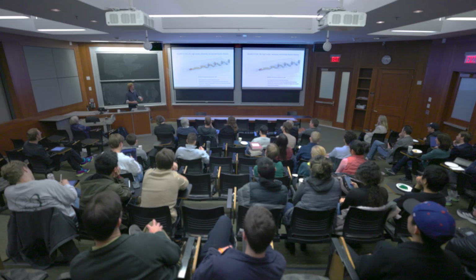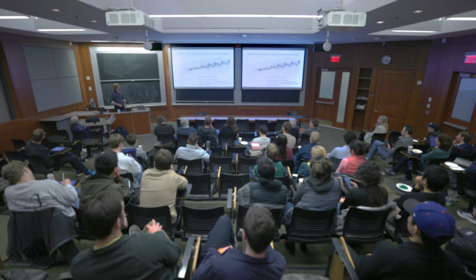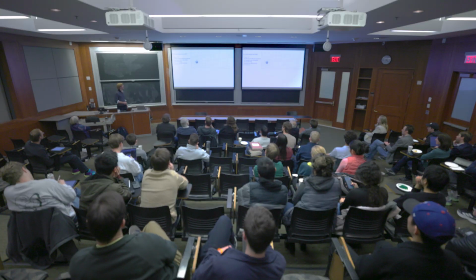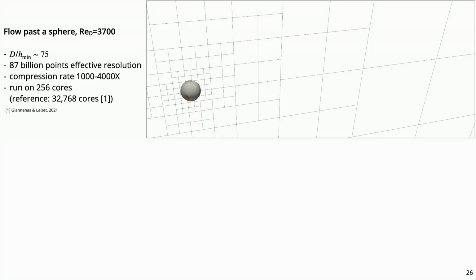So this is sort of where we are. We are exploring some applications and some further test cases. Xinjie, my student, is running some very complex simulations where we try to, at the same time, benchmark and push the solver a little bit. This is flow past a sphere at Reynolds number close to 4,000.